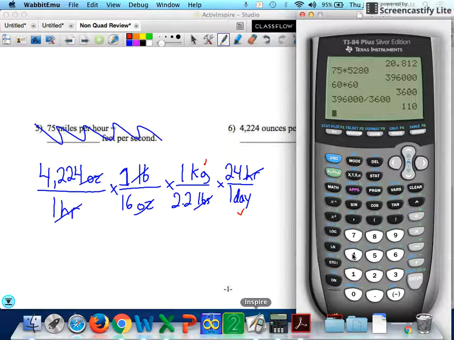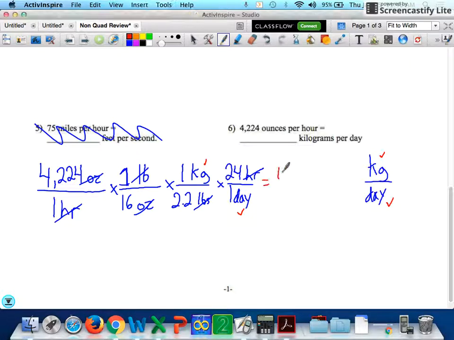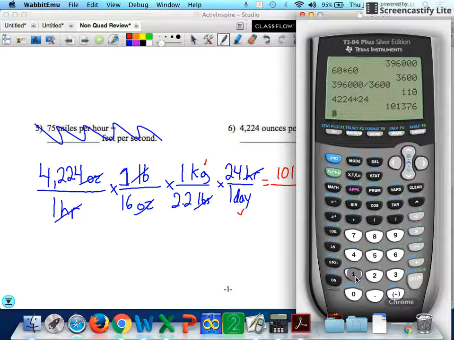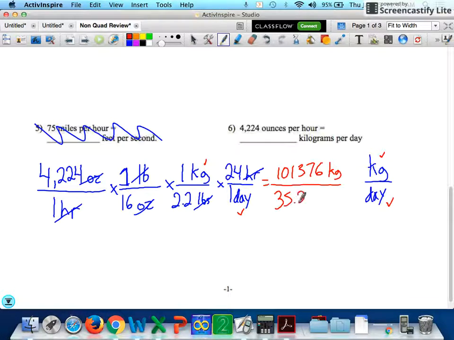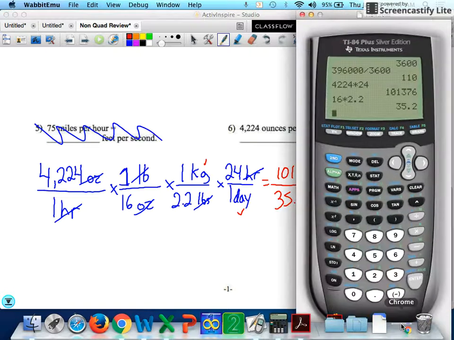We've got 4,224 ounces times 1 times 1 times 24, which is just times 24. We get that big ugly number, 101,376. What's down on the bottom is 16 times 2.2, which is 35.2. Okay, so some big ugly numbers, but that's okay. Because from here, it's just a calculator division problem.